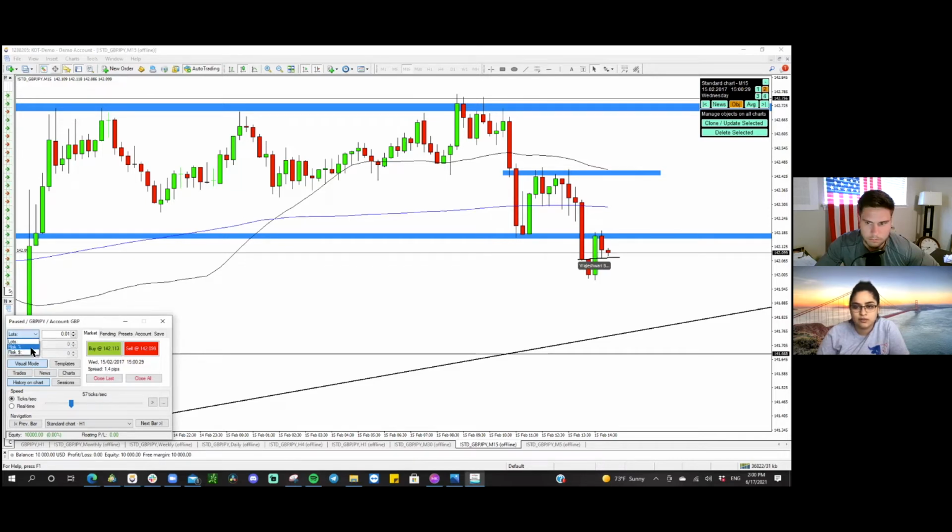But I would personally look for an entry once this area here is broken, just so we can break the low of the previous bearish candle wick right here. So we have our confirmation, price did drop down. It did come back up to create that resistance.